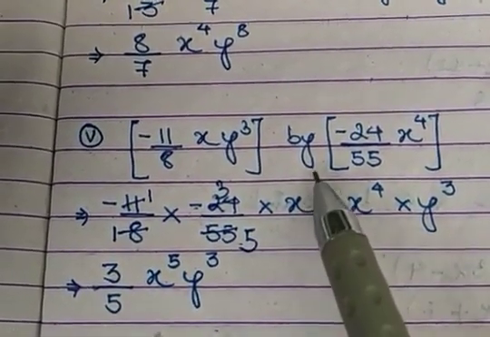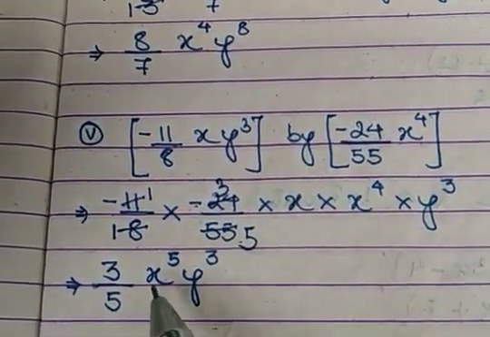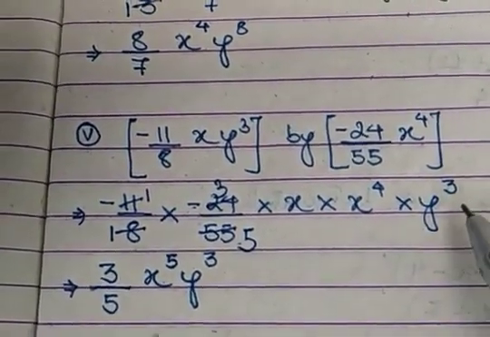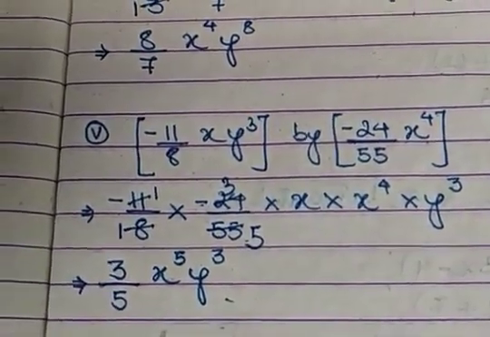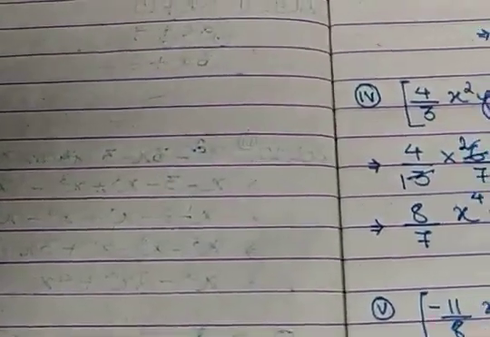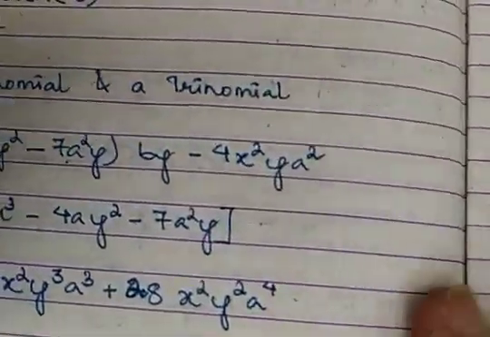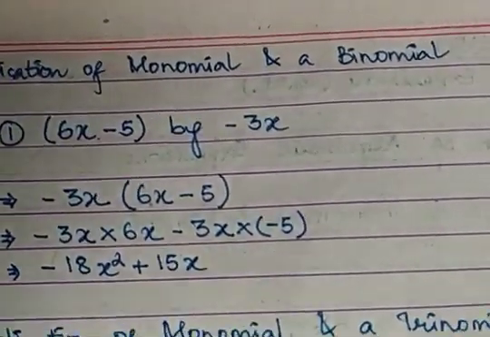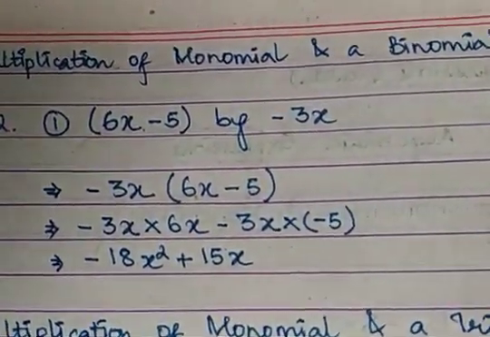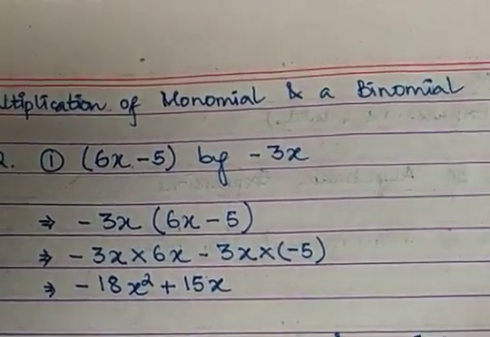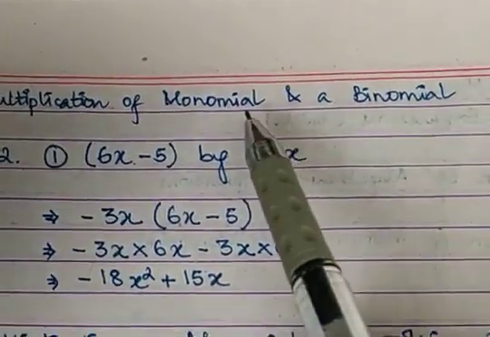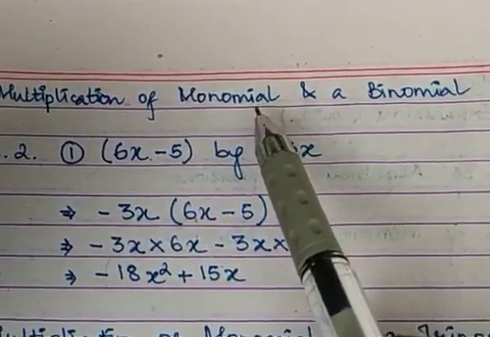For this x, the power is 1, so 4 plus 1 is 5, x to the power 5, and y cube remained as it is. Okay, I hope you kids have understood. Simply, in case of multiplication, all we need to do is add up the powers of same variables. That's it.